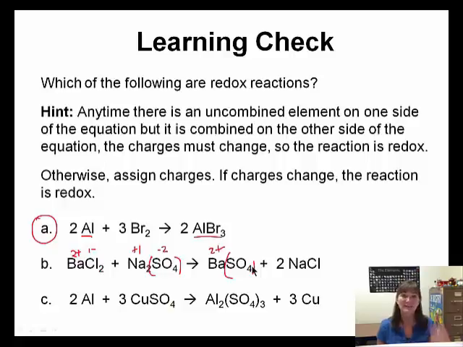The fast way to see this is if you memorize that double replacement reactions are never redox. So that's what I would have done. I would have said, oh, this is just double replacement, and said it's not redox. When I look at C, I see aluminum by itself over here, and here it's in a compound. So that's a quick way of saying, it's redox. I'm not even going to take the time to assign the charges.